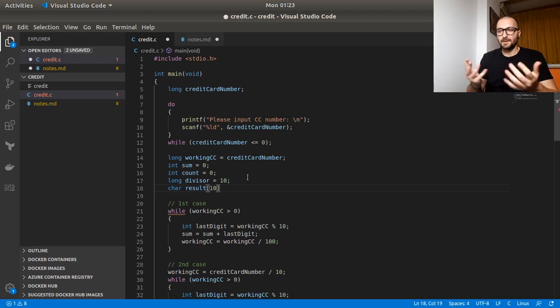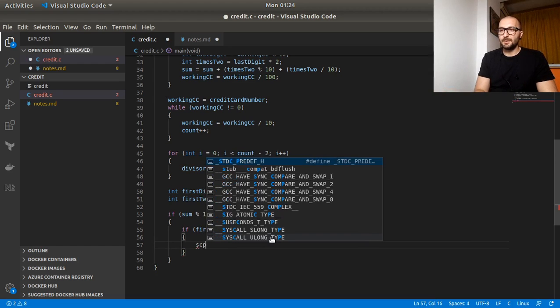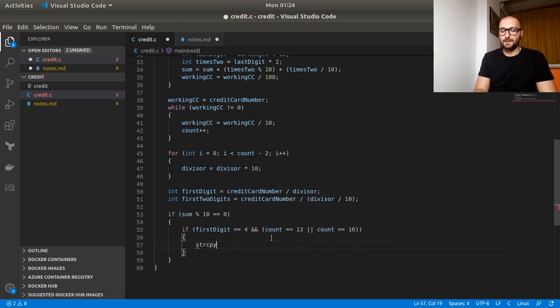MasterCard, MasterCard 10. Hope that's enough. Okay, so here strcpy, change the string result, we would pass the value Visa. Okay, so here we would replace the result string with Visa. Okay, else if.